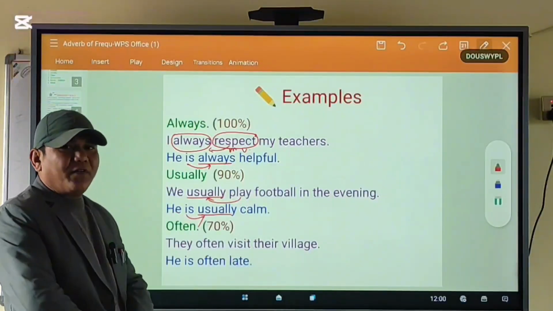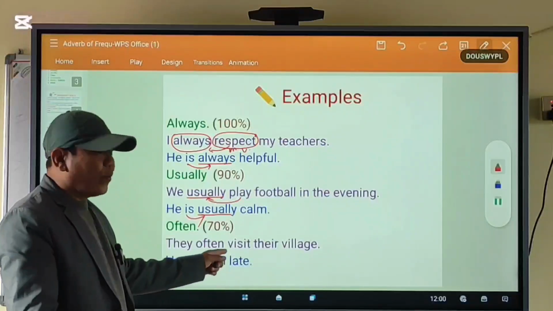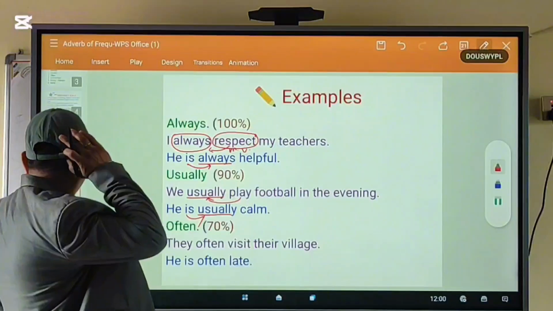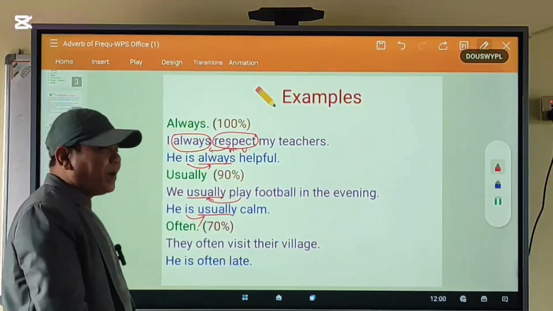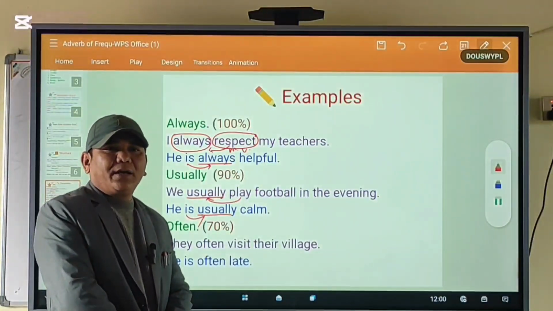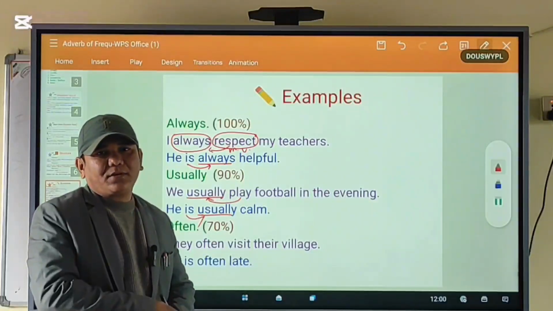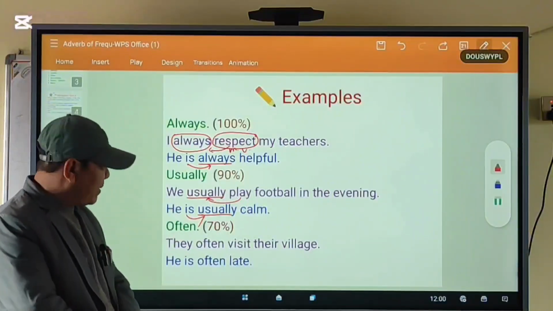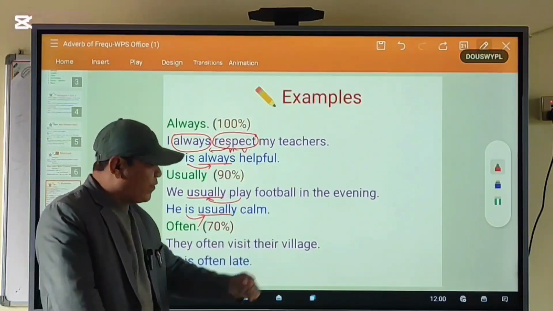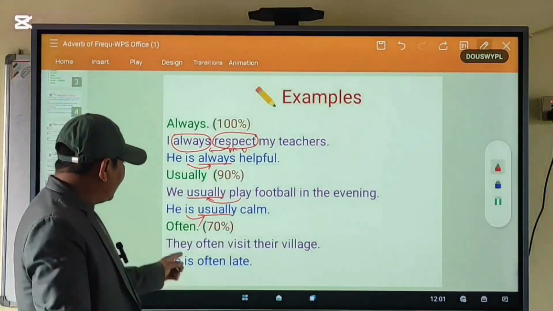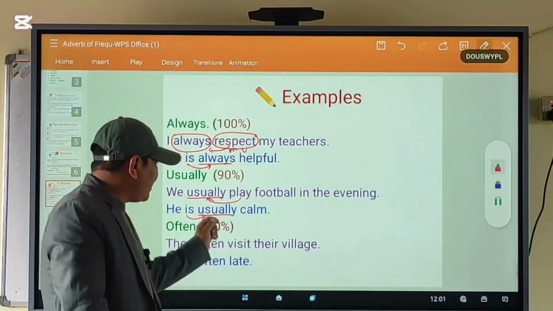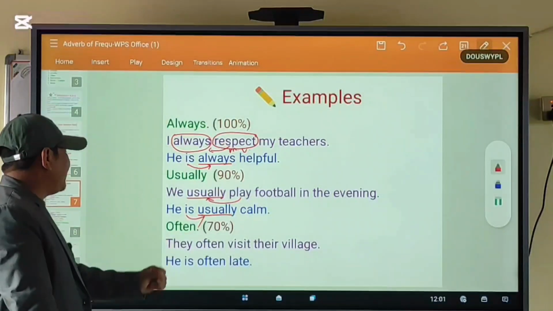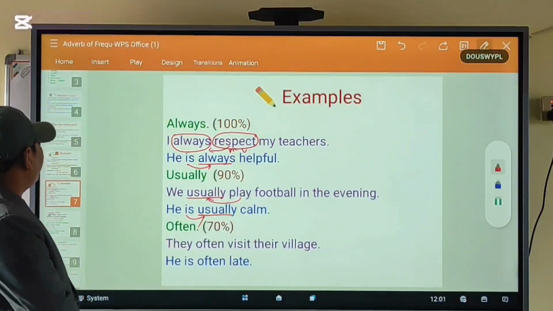Similarly, often. An adverb of frequency, often, is used when something happens 70%, when something happens many times. When something happens 70%, we use often. For example, they often visit their village. It means what? They visit their village 70%.